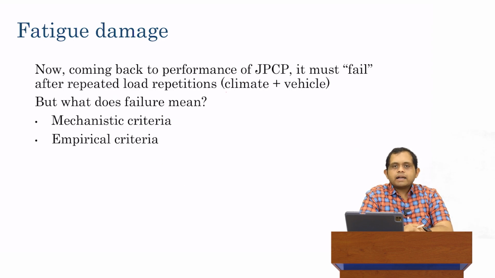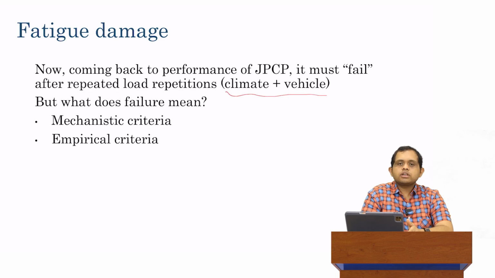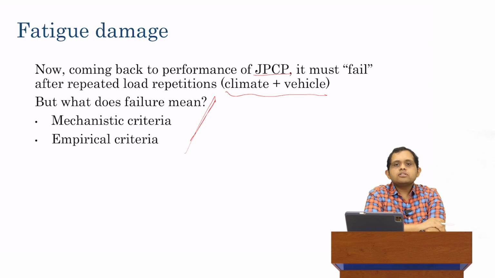Now, coming back to performance of JPCP, it must fail after repeated load repetitions. That is, for a certain combination of climate and vehicles, and a certain number of repetitions of the loads, I know that the JPCP must fail. But what does it mean to fail? When we say that JPCP has failed, what does that actually mean? If I give you a JPCP and some data about it, can you tell me whether it has failed or not? For that, we need a failure criteria.